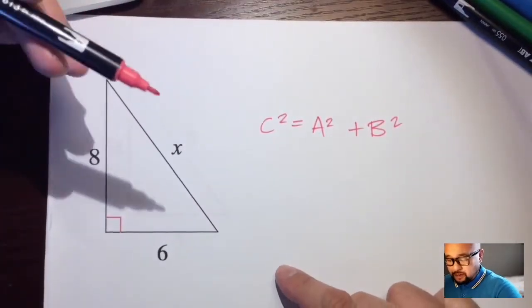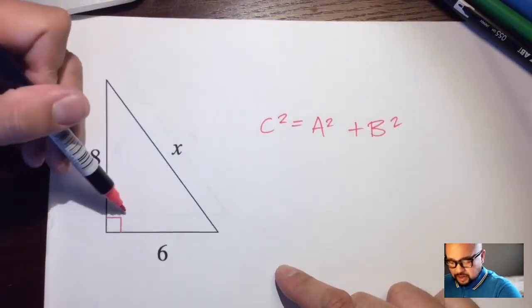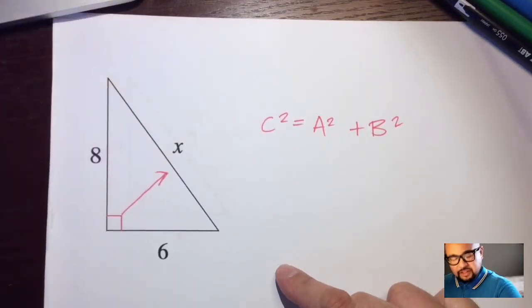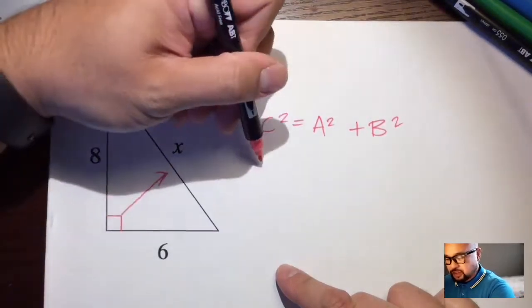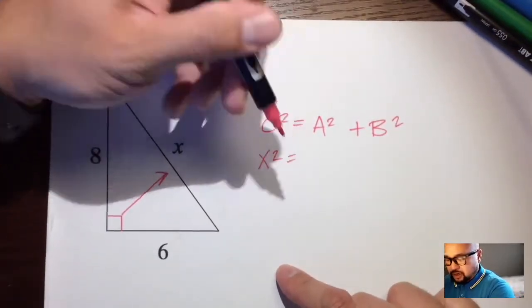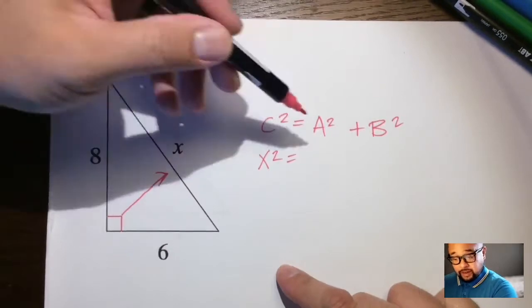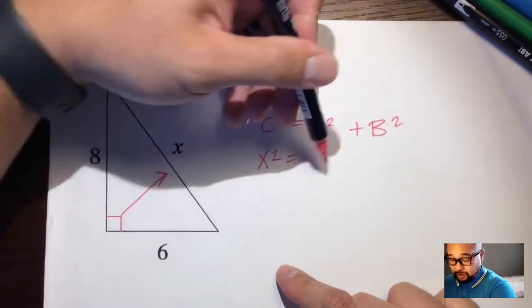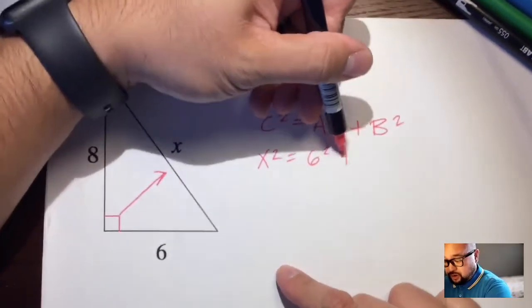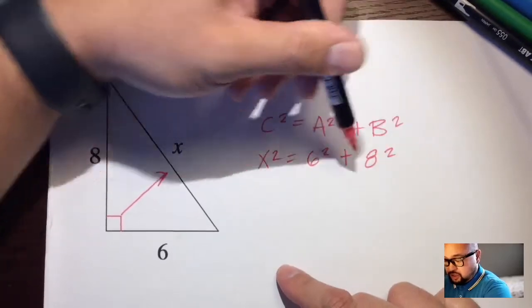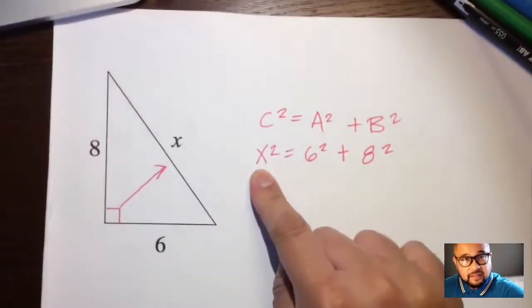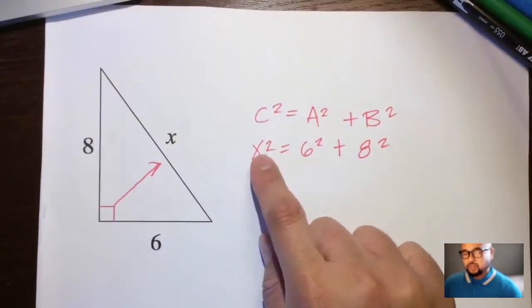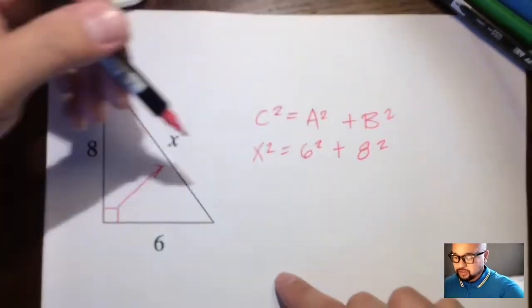So now let's substitute. Which one is the hypotenuse? The one opposite the right angle. So we can substitute this into c. So x squared is equal to, okay, and a leg squared. You can write 6 squared plus 8 squared, or if you want to write 8 squared plus 6 squared, that's fine. But this is the most important one. Make sure you write the hypotenuse correctly.